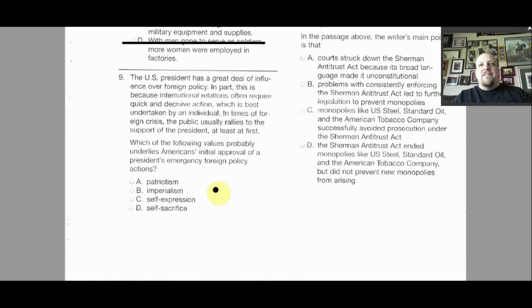So that's kind of how that works. And then down the road, as people have more time to think about it, they're like, maybe that wasn't the best action. But usually people jump behind their government and support it for the most part. Obviously, it's not always true, but for the most part.